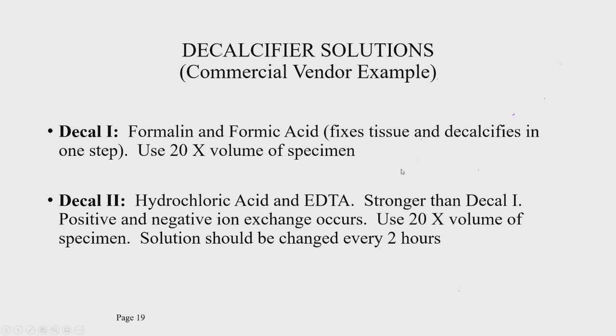So here are the two main methods, and this shows you how a commercial vendor will use something that actually fixes and decalcifies at the same time. The old method of doing this was to fix it first, then decalcify it, and then put it into the processors. But with this system, with a softer decal, you can do both at the same time. This is probably going to be more applicable for some of the softer bones that you will use.